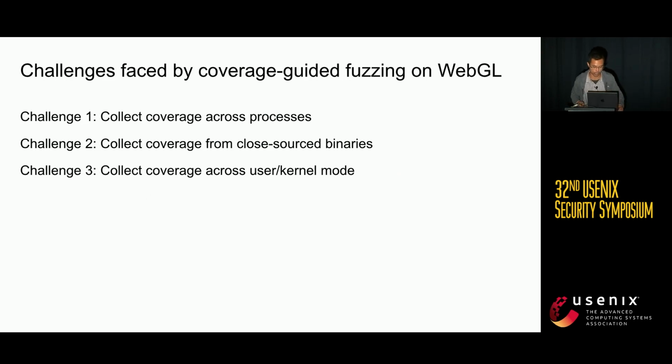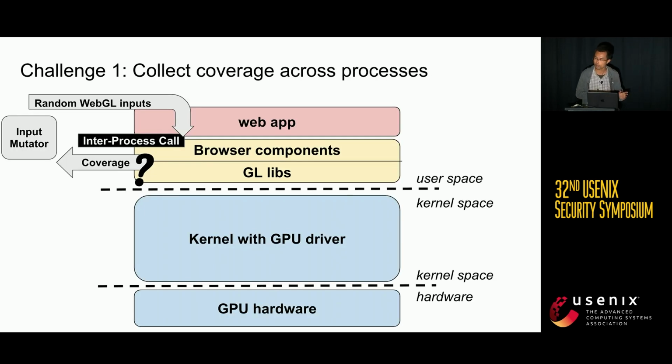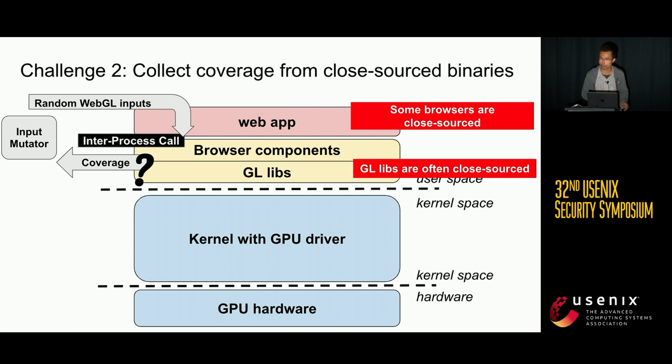Unfortunately, there are many challenges. We categorize three challenges we faced when we developed this strawman solution, and let me talk about these challenges. The first is collecting coverage across processes. Due to security, the web app process is sandboxed. How do we collect coverage information across different processes? The GPU process is in a separate address space. What makes it worse is that some browsers, many GL libraries, and even the GPU driver are closed source.